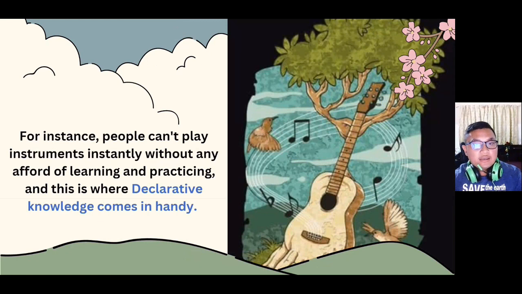Let's move on to another example, which we will be talking about procedural knowledge and how declarative knowledge supports it. So let's talk about music or instruments, mostly guitars. People cannot learn to play an instrument instantly without any effort of learning and practicing, even though they wish to.